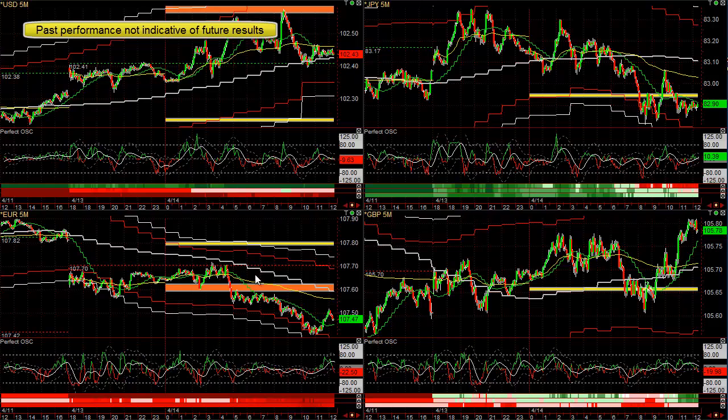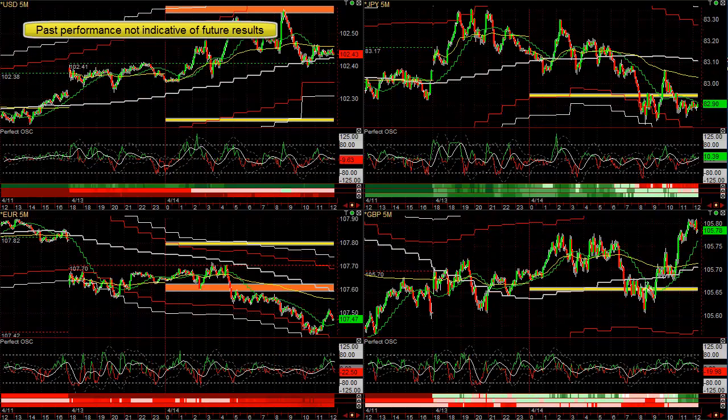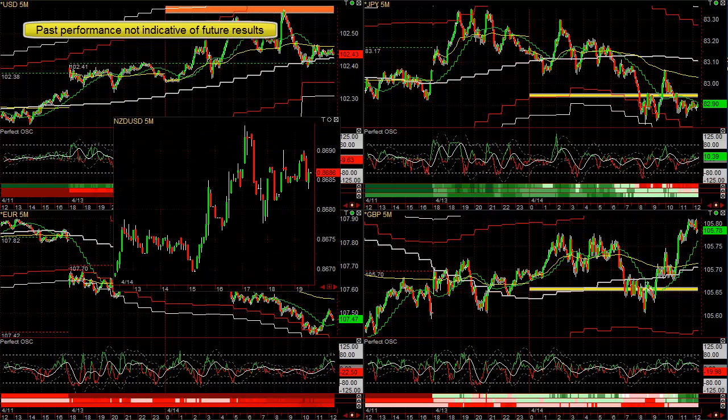The euro is underneath its hourly all day, as it was Sunday. And if you look at some of the other currencies, you can see the Swiss also is underneath its hourly. The New Zealand was as well. So let's just take a look before I show you our signals for the day. Let me show you New Zealand dollar.